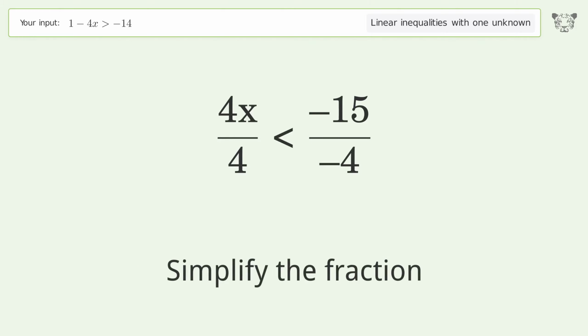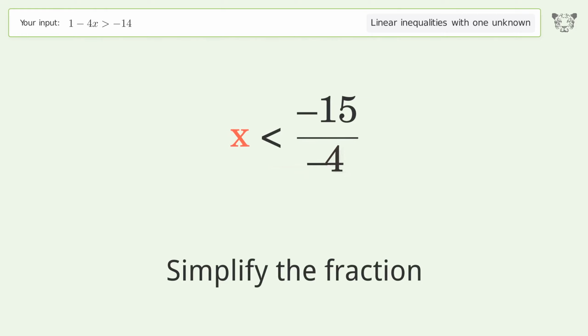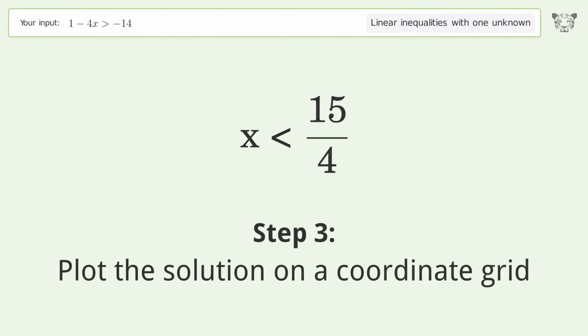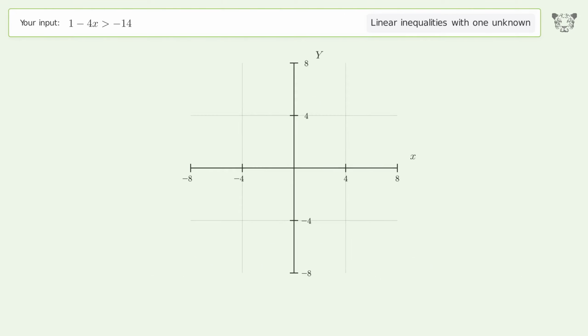Simplify the fraction. Cancel out the negatives. Plot the solution on a coordinate grid. And so the final result is x smaller than 15 over 4 smaller than 33 over 4.